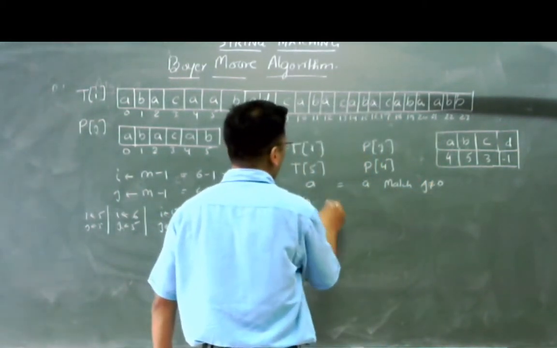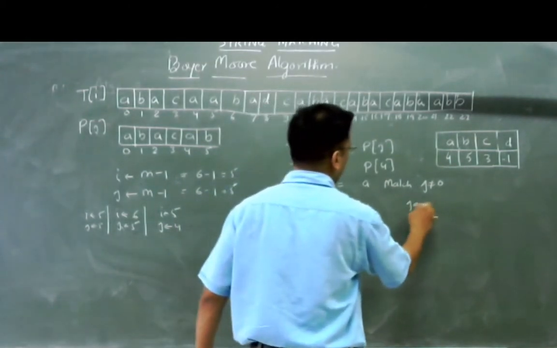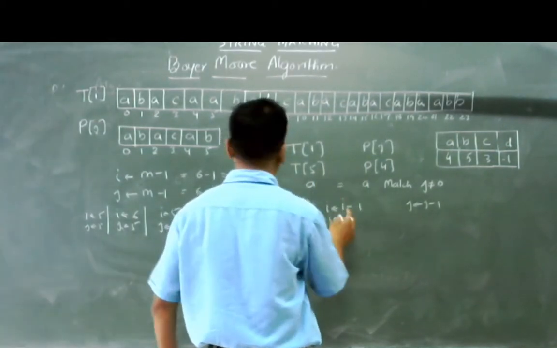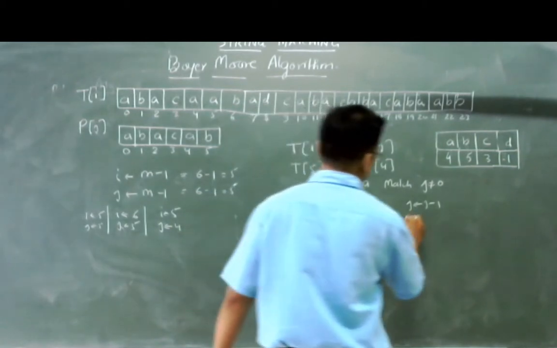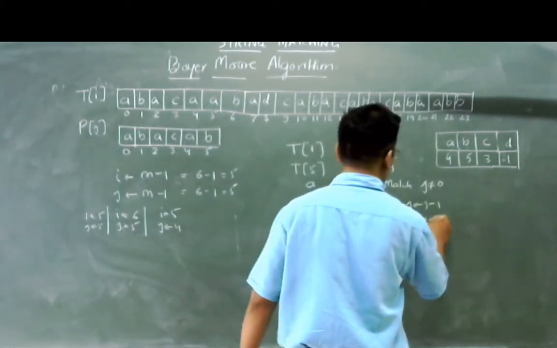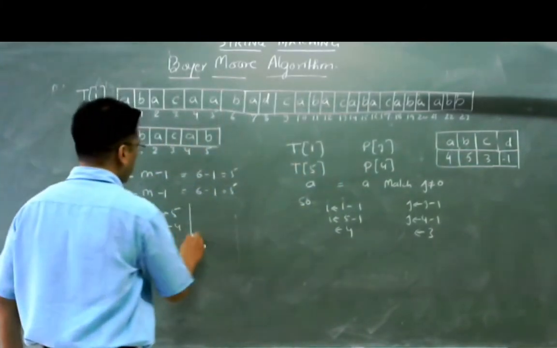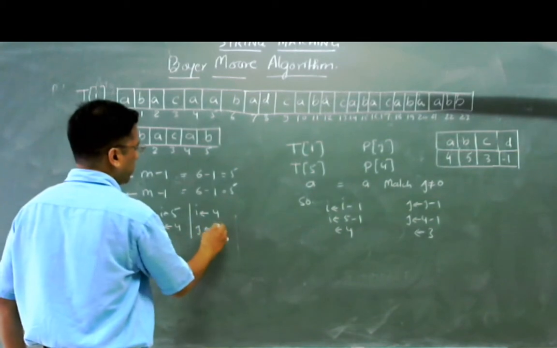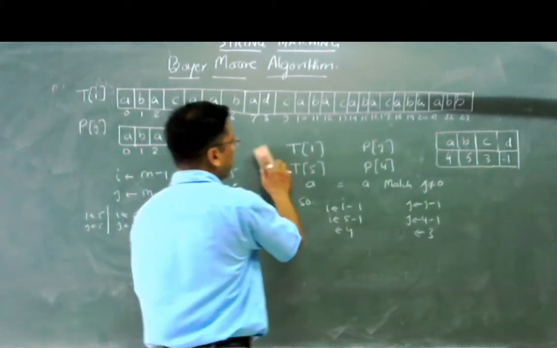So I is equal to I minus 1 and J is equal to J minus 1. So the new value of I would be 5 minus 1, 4, and J is equal to 4 minus 1, means 3, right? So the new value would be I is equal to 4 and J is equal to 3. Okay, now we shall check the condition of match or mismatch.